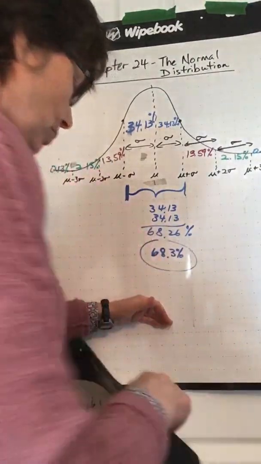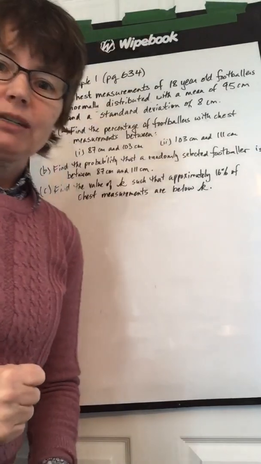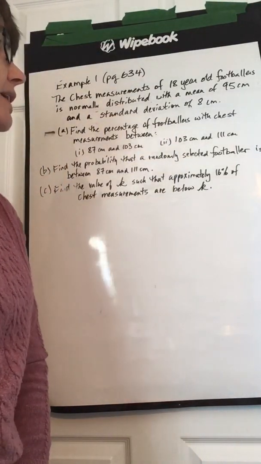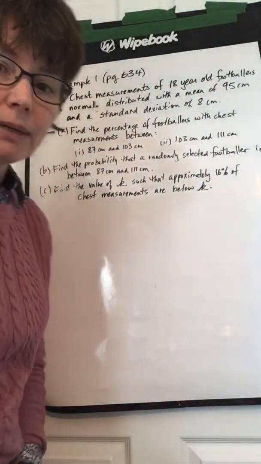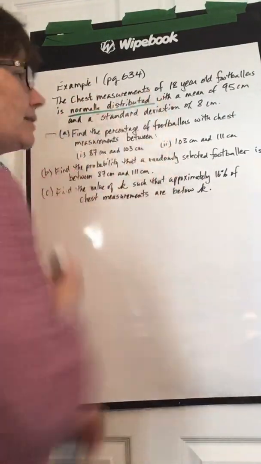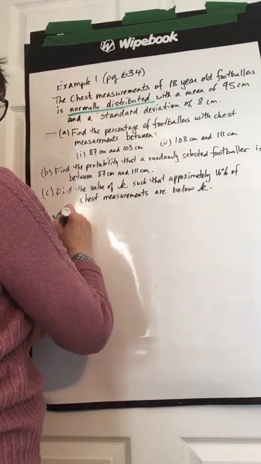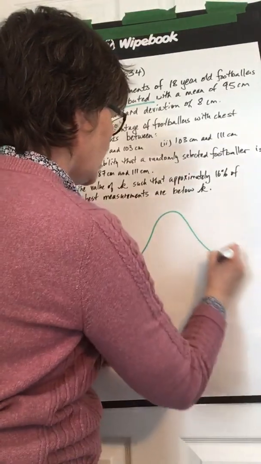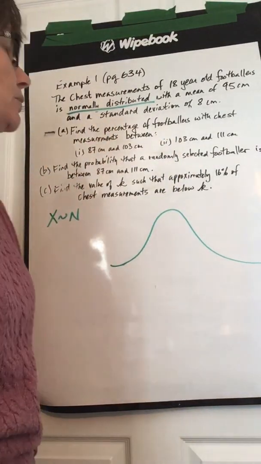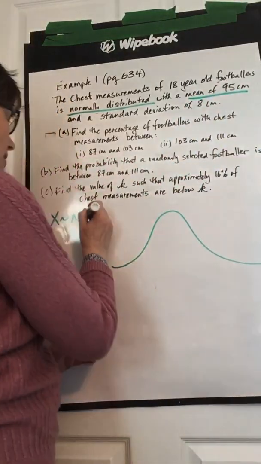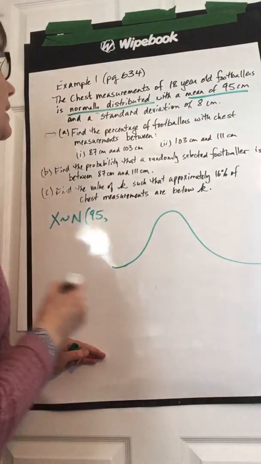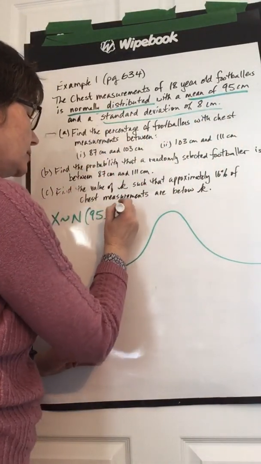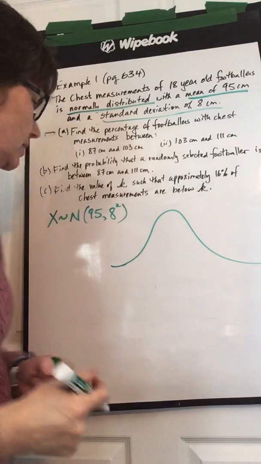All right, let's look at an example. Example 1 from your textbook, page 634. We're looking at chest measurements of 18-year-old footballers. Okay, so 18-year-old footballers is normally distributed. As soon as you see that phrase, is normally distributed, you can write down that notation. We're dealing with x is distributed normally. We now know we're going to be dealing with a normal distribution curve, so just draw that as well. We'll be able to put our information on it. With a mean of 95, so the mean goes here, and a standard deviation of 8. Variance goes in here, so we can just say 8 squared, so we know the standard deviation is 8.